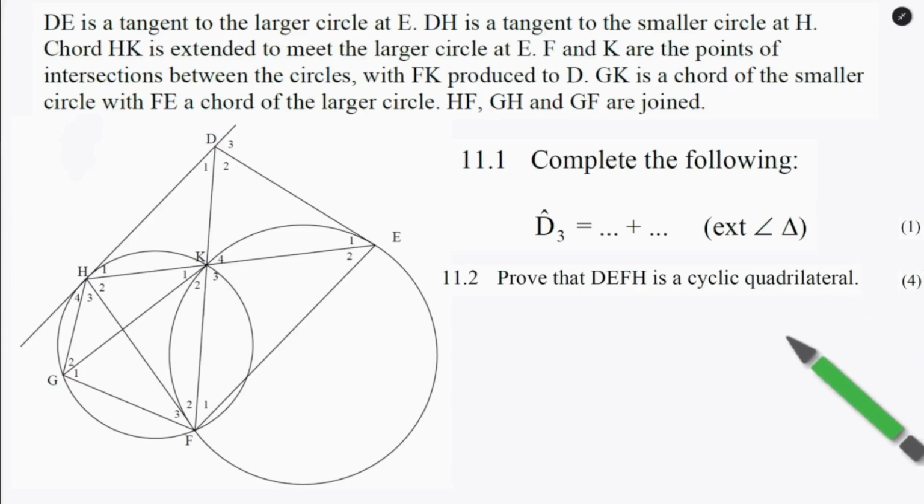We are entering into our last question of this paper, question 11. We've been given 2 overlapping circles. We've been given a couple of tangents to each of the circles.